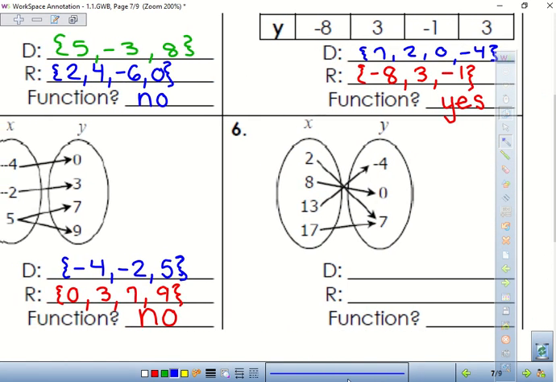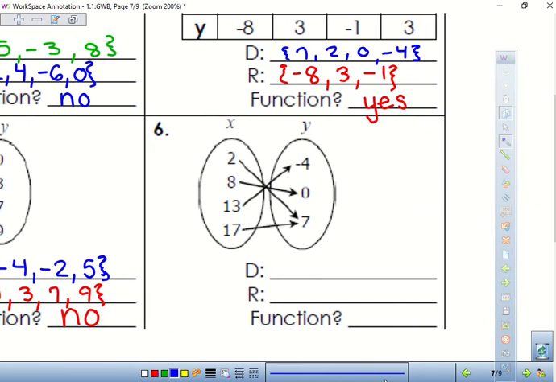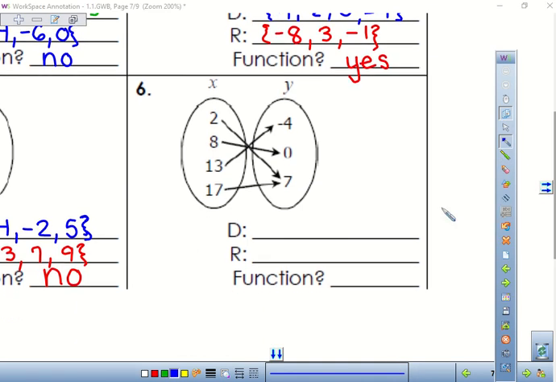Can they be bigger than and still be a function? Can the range be bigger? Yeah, and still be a function. Mm-mm. All right. Next one.